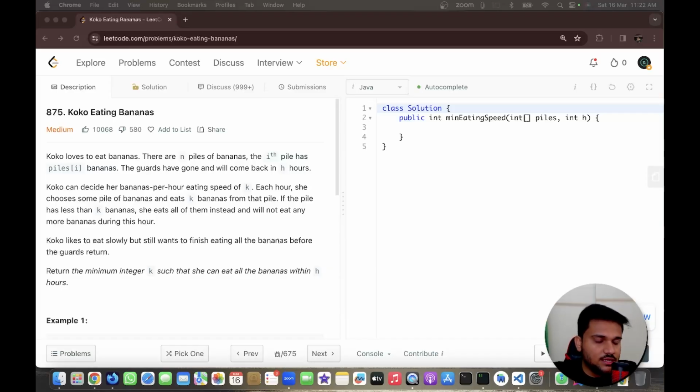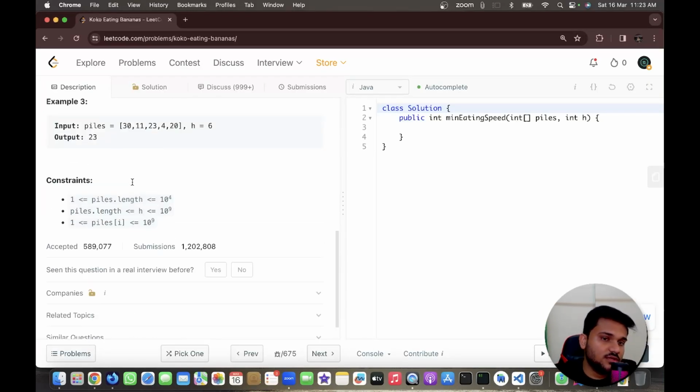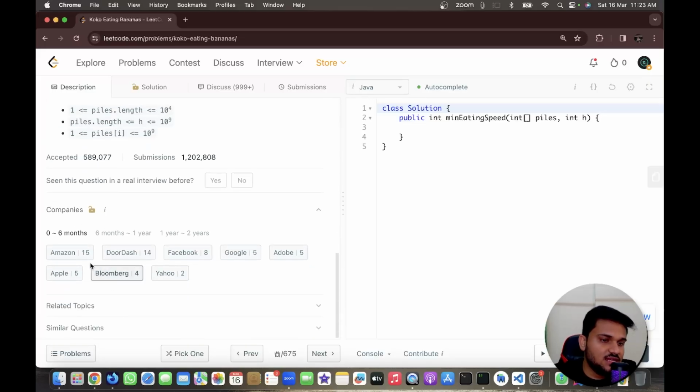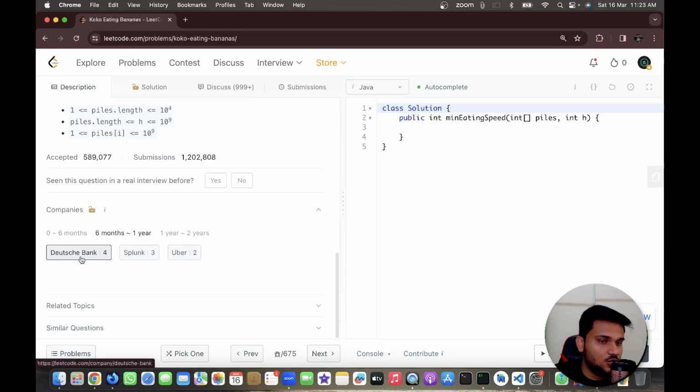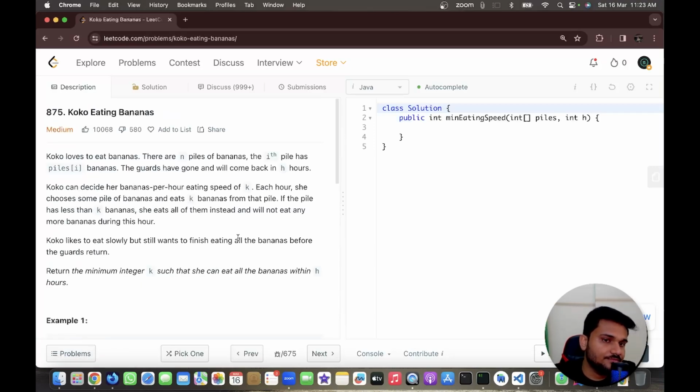So this is a new question coming from LeetCode, problem number 875, Koko Eating Bananas. The problem is marked as medium, with 10,000 plus upvotes, you can see. Previously asked in Amazon, DoorDash, Facebook, Google, Adobe, Apple, Yahoo, Deutsche Bank, Uber, Salesforce, all the big techs.